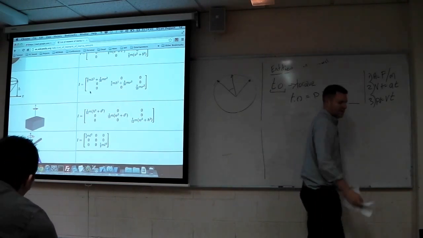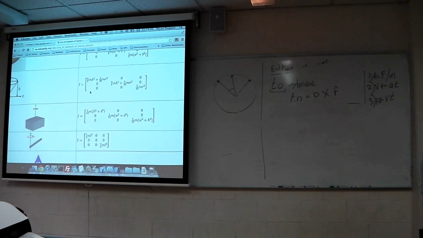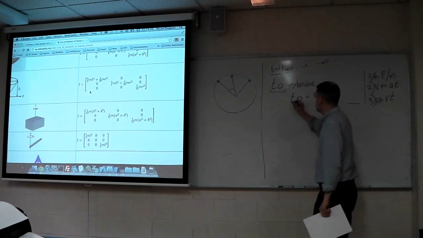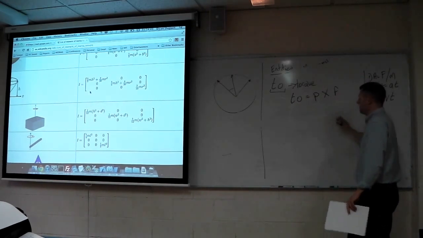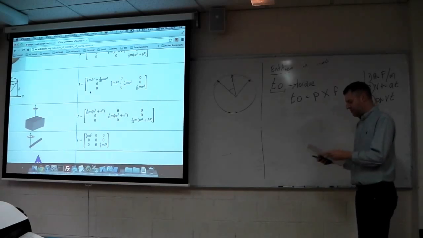So if you were writing a physics simulation from scratch, you would just encode these tables into your physics engine, right? So the last thing then is the actual equations. Okay, so first of all, here's our first equation. The torque equals the position where the torque is applied crossed with the force. That's the first equation of motion.